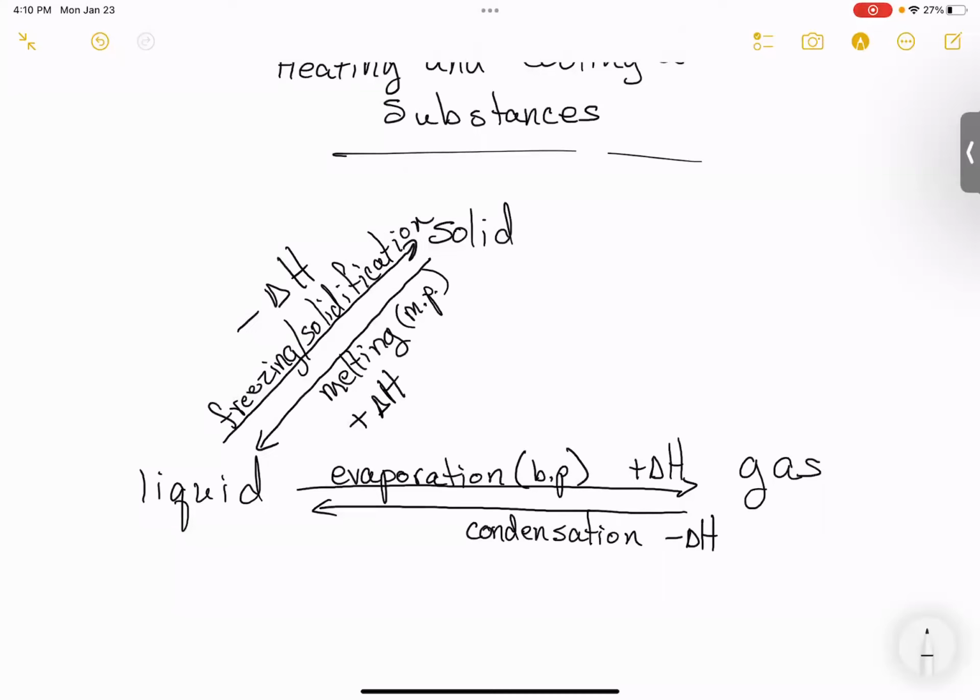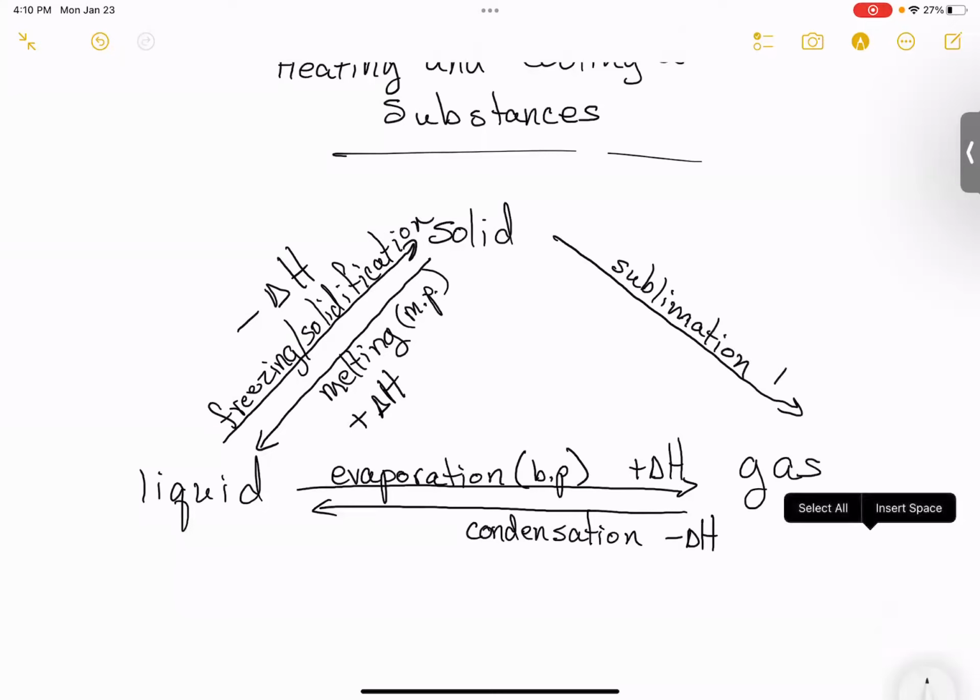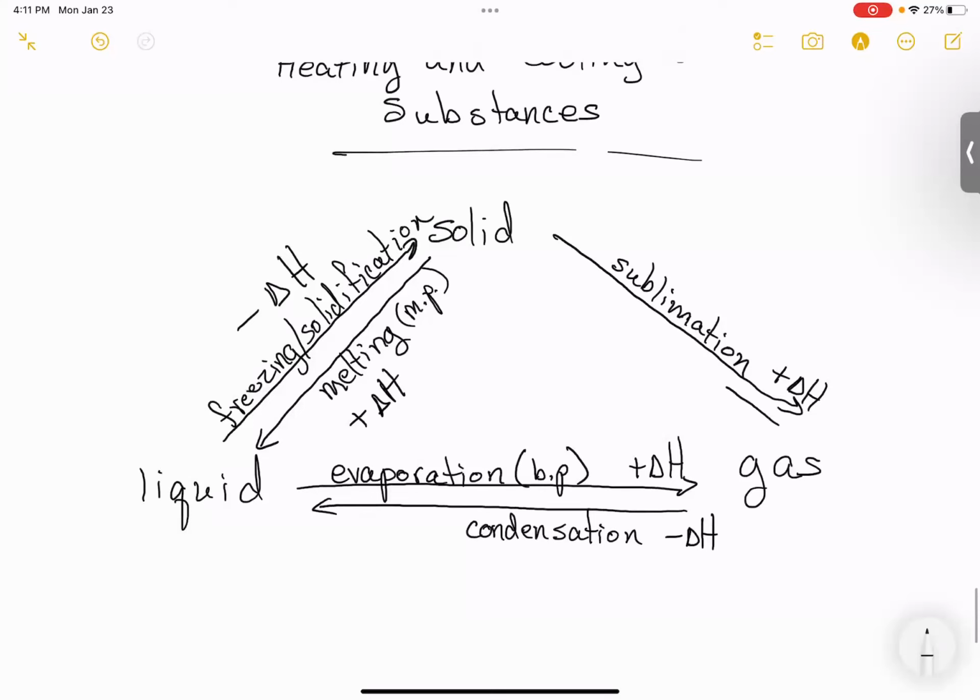Now we can also go from a solid to a gas. If we want to go from a solid directly to a gas, this is called sublimation, which is what dry ice does. This process is a positive delta H. And the reverse of that is called deposition with a negative delta H.